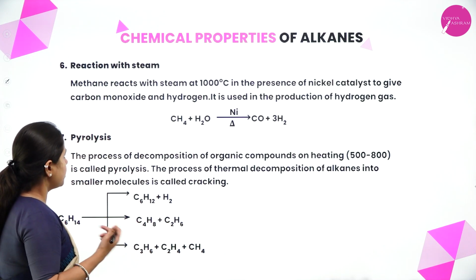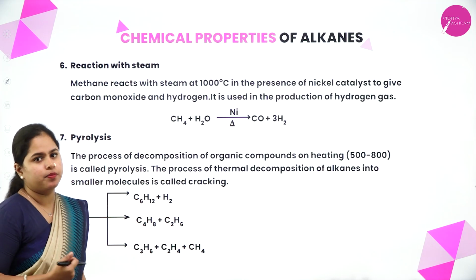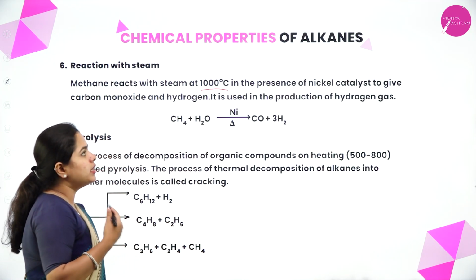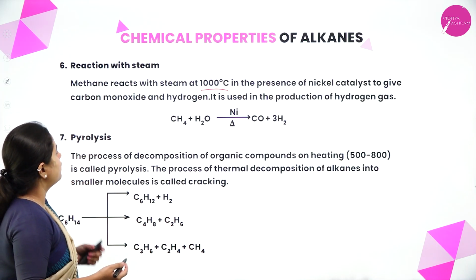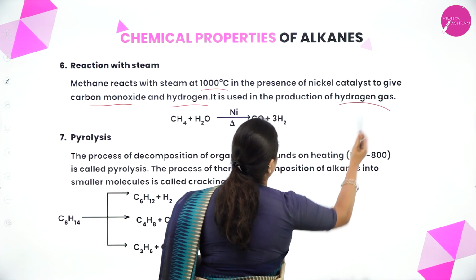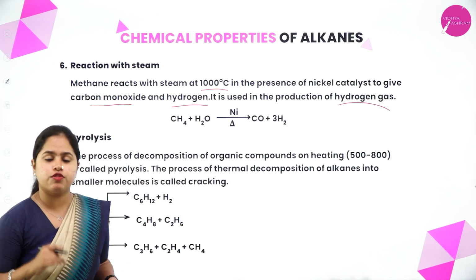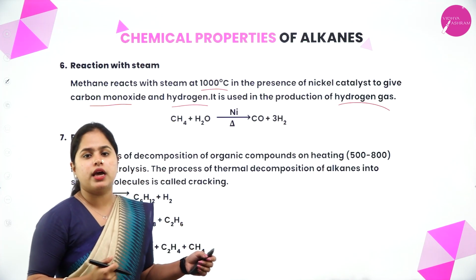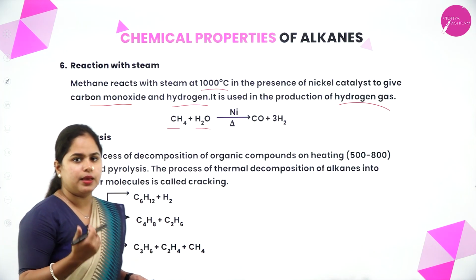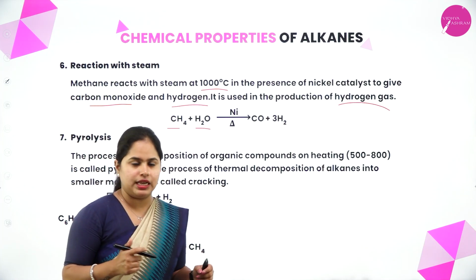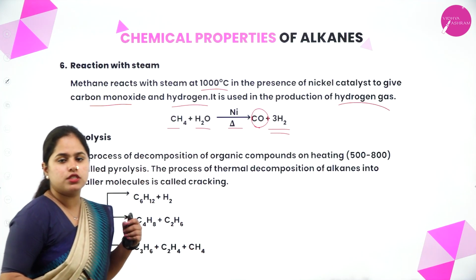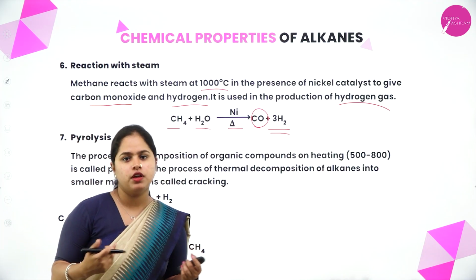Now the next one is reaction with steam. Methane reacts with steam at 1000 degrees Celsius in the presence of nickel catalyst to give carbon monoxide and hydrogen. It is used in the production of hydrogen gas. So this reaction is also useful in the production of hydrogen gas. What happens? Methane reacts with steam. Steam is water itself, right? In the presence of nickel, when it is heated, it forms carbon monoxide and hydrogen gas. So this method is also used for the preparation of hydrogen gas.